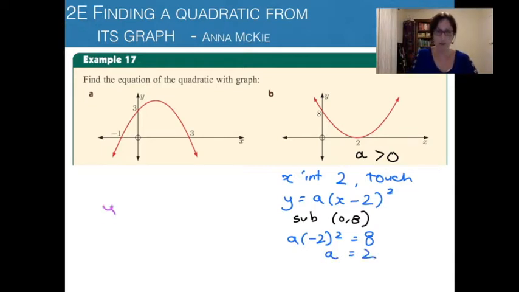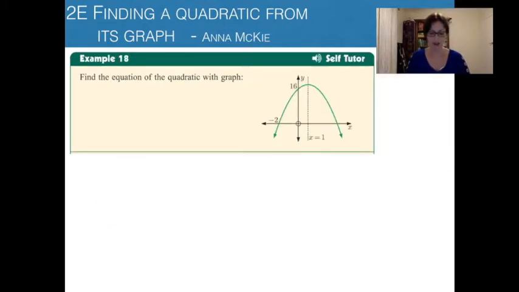Answer the whole question. What is the equation? It's y is equal to 2, bracket x take 2, all squared. Now, you can always check any of these on your calculator to confirm that. So you would graph that, and then you could find a couple of points and see if it matches the picture that you've got there, just to confirm that you're on the right track. All right, a few more.